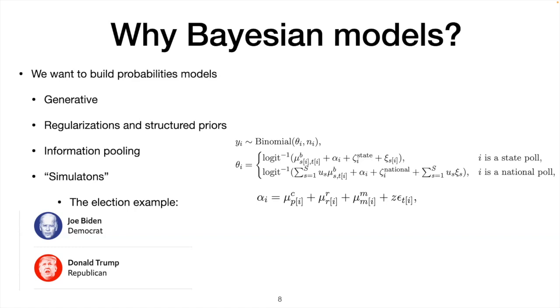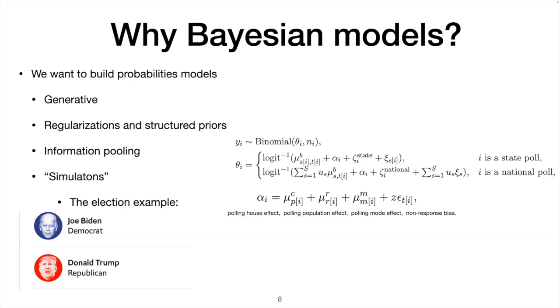So theta i represents the ultimate tendency that you want to capture, that is, what proportion of the population would vote for one candidate. And we use a logit model for theta i because theta i is a probability between 0 and 1. After we do this logit transformation, it becomes an unconstrained parameter. And then we can decompose theta i into different effects.